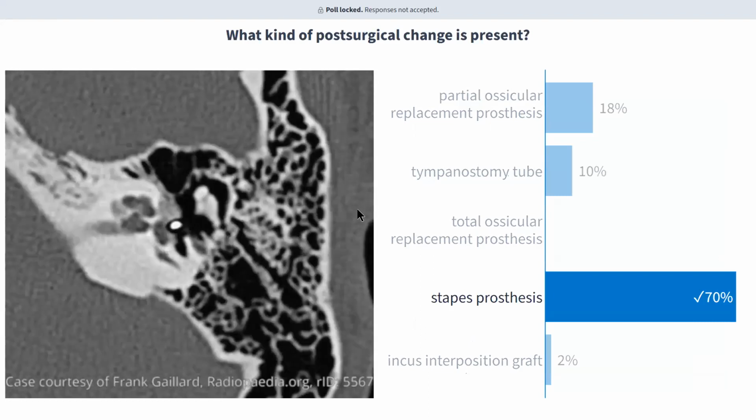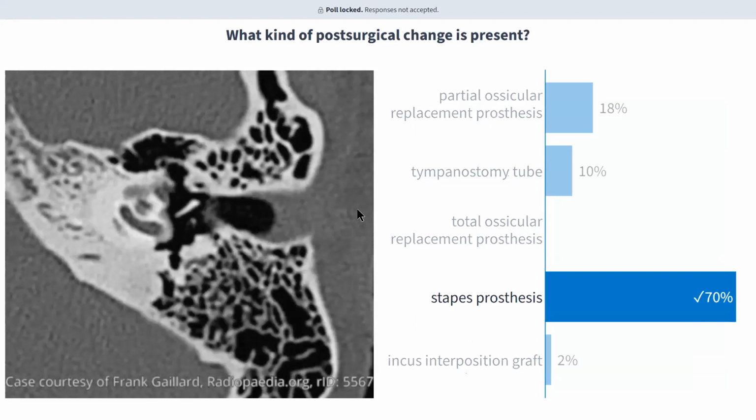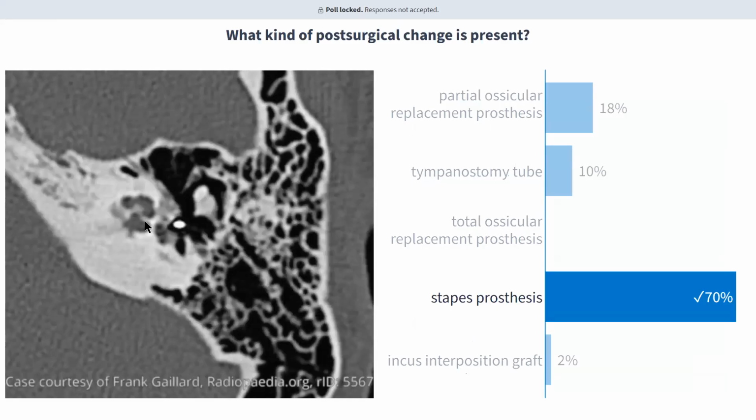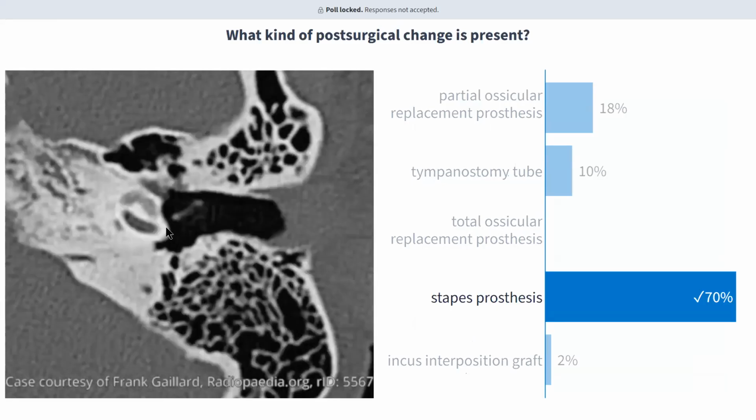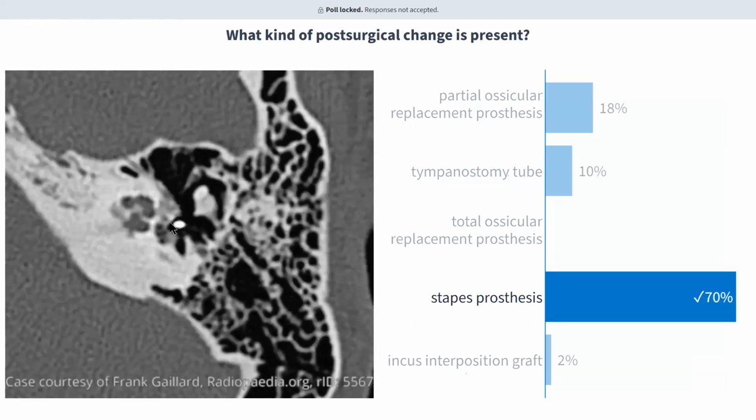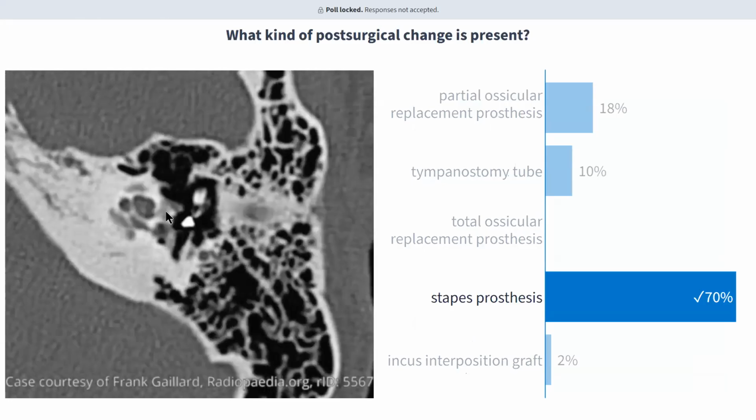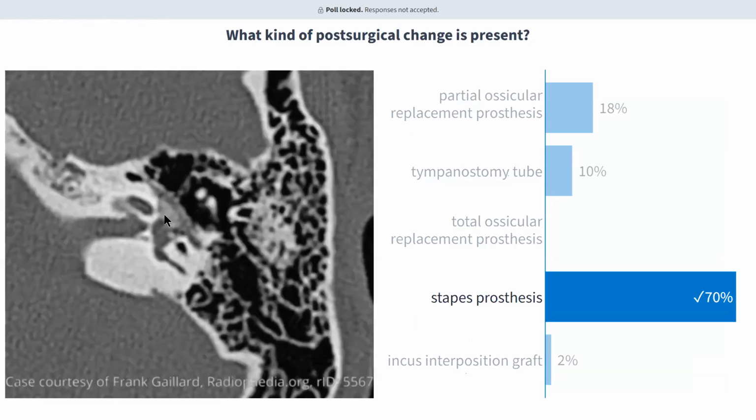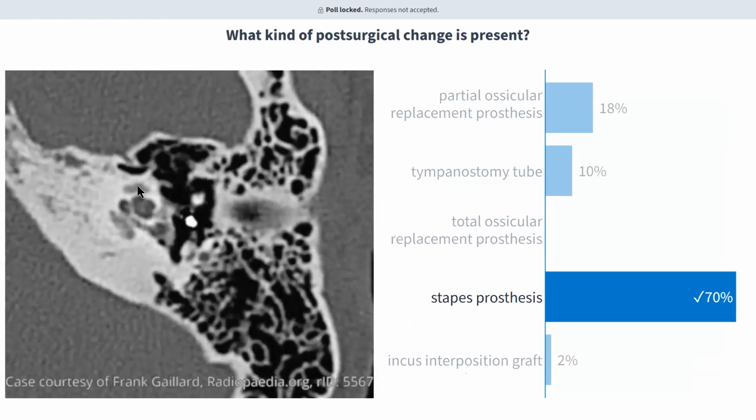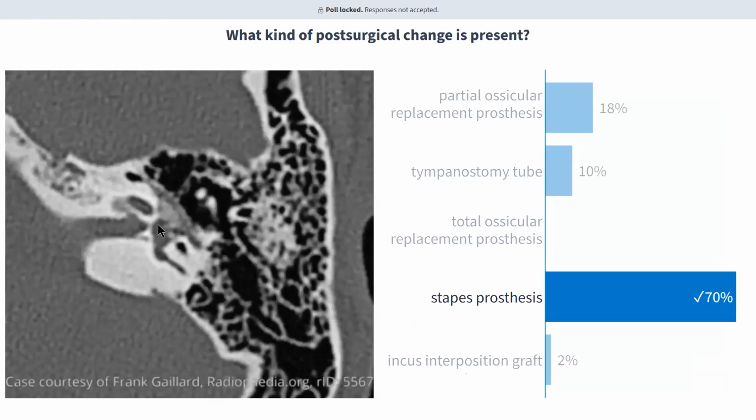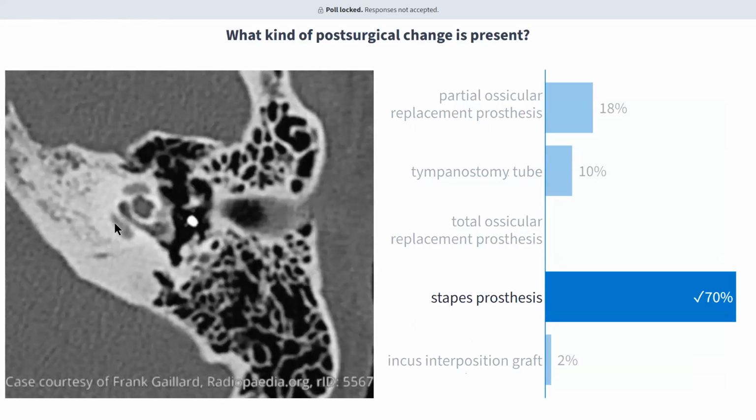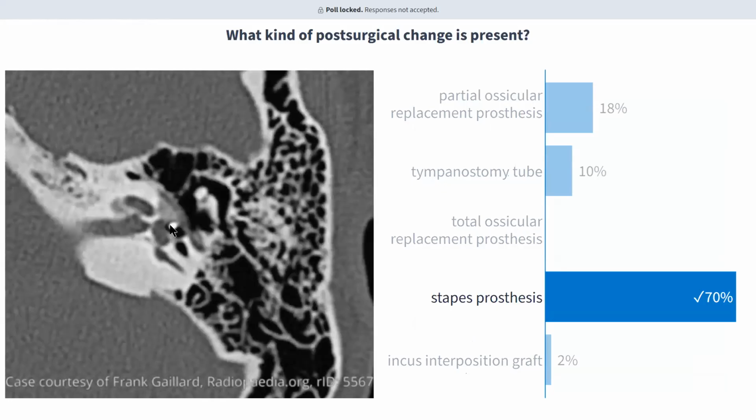Stapes prosthesis is the correct answer. 70% of you got it right. So the underlying diagnosis here is otosclerosis. So this case of otosclerosis is much more pronounced than our prior case that was just anterior to the oval window. Not only is that area anterior to the oval window involved, but the entire otic capsule surrounding the cochlea is involved. So this is an example of both fenestral and cochlear otosclerosis.